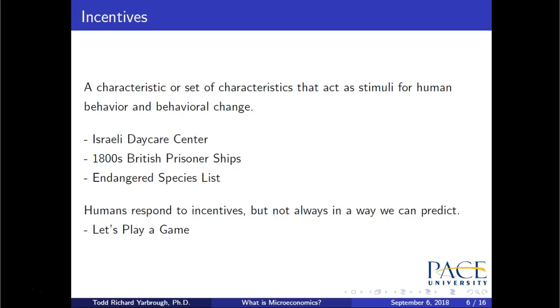In the 1800s, they had this situation with British prisoner ships that were being sent to Australia, where the incentive mechanism was simply the number of prisoners that showed up in Australia, dead or alive. So the British prisoner ship captains were paid basically on the number of bodies that showed up in Australia, whether they were alive or dead. There was no distinguishing between them.